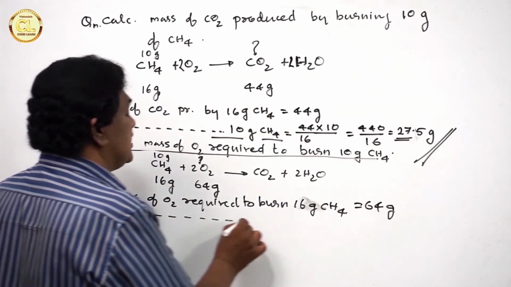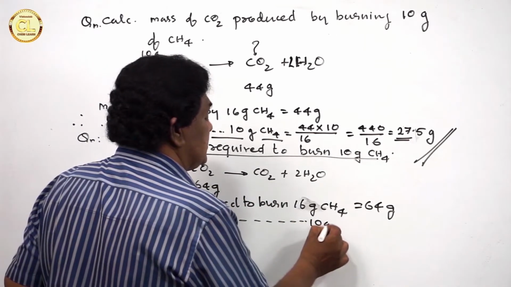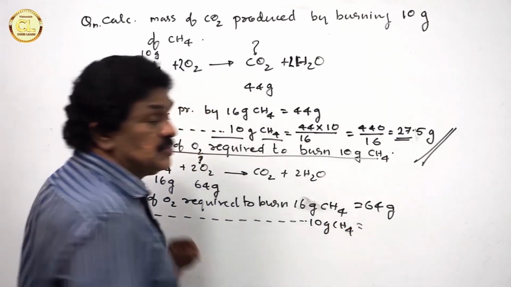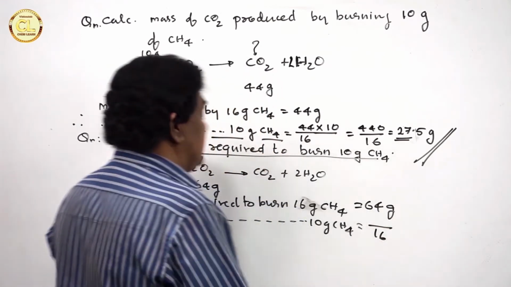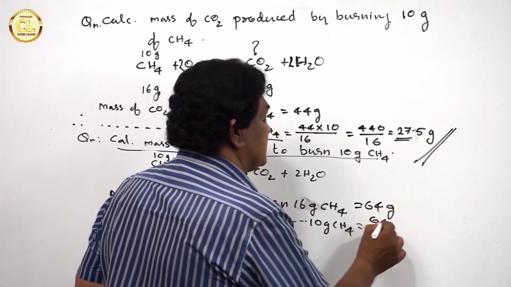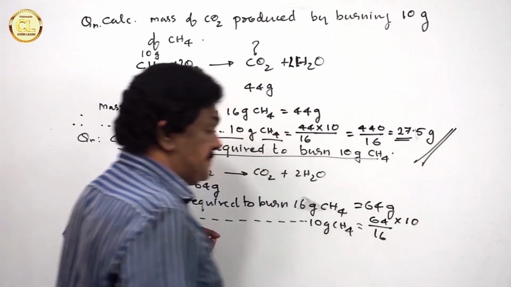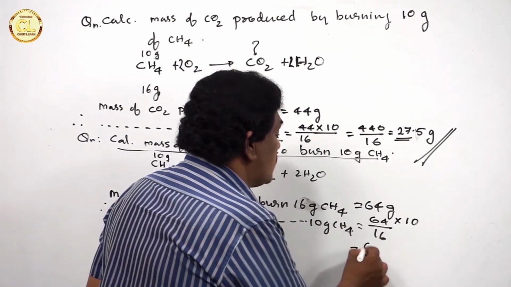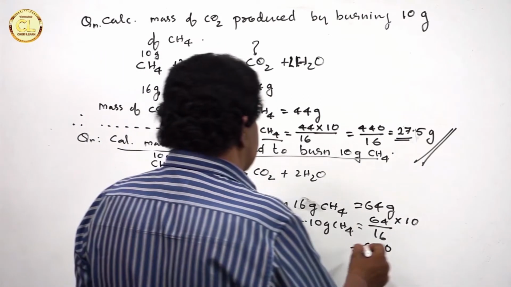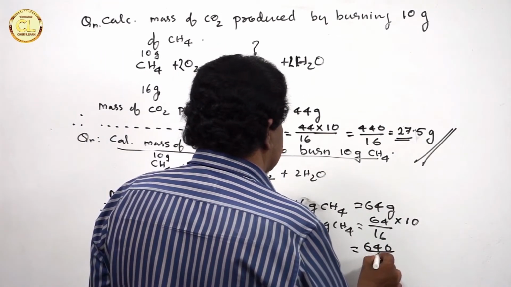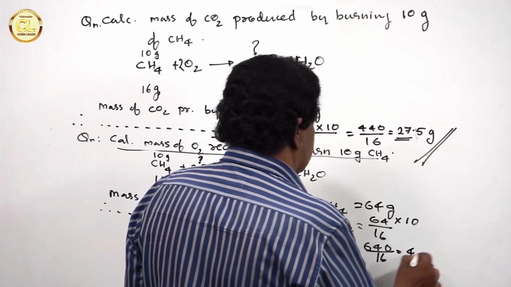Therefore, mass of oxygen required to burn 10 gram methane: 16 gram methane requires 64 grams. Therefore, for 10 gram, it is 640 divided by 16. That is equal to 40.